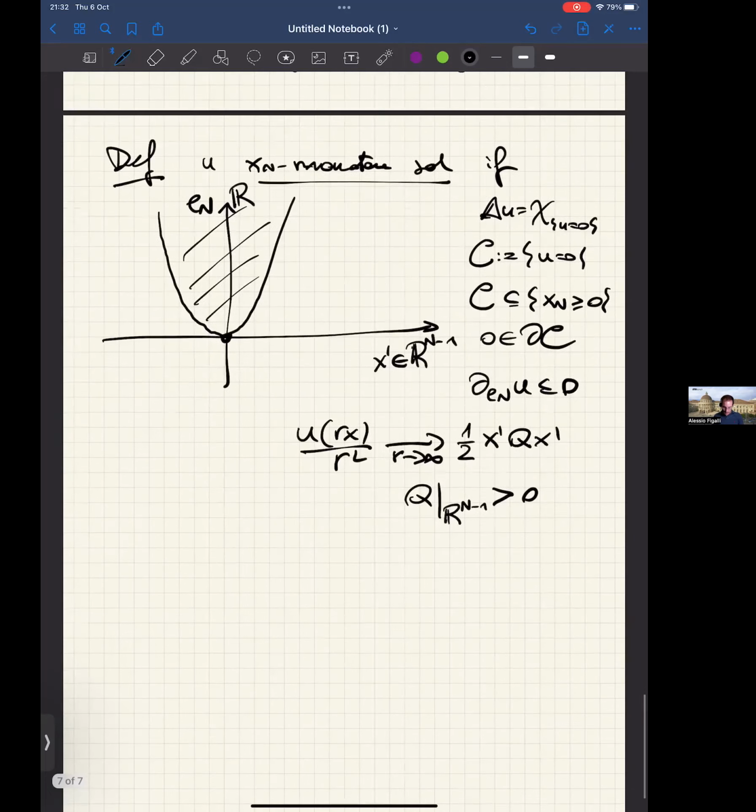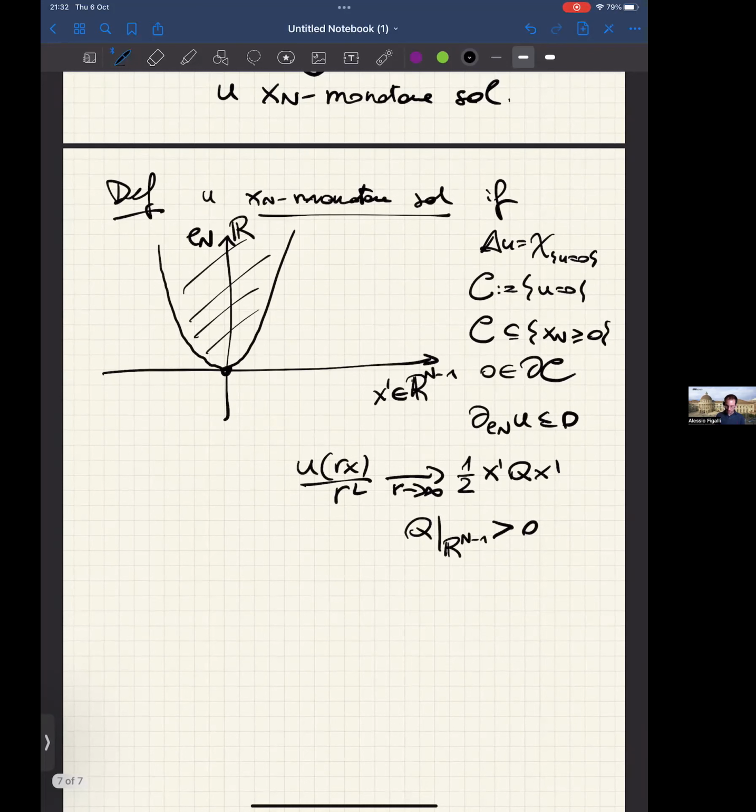Okay, so this is a particular class of solution. It's a solution where the contact set is all contained in a half space. It's not the full half space, it's strictly contained. The solution is decreasing in the n direction. And as you look at the behavior of u at infinity, you know, for instance by Caffarelli, that it always behaves like a quadratic polynomial at infinity, but this quadratic polynomial depends only on the x prime variables. So there is no xn variable in this polynomial. Also the quadratic polynomial is non-degenerate, so it is strictly positive. All the eigenvalues are positive, so this is a symmetric matrix.